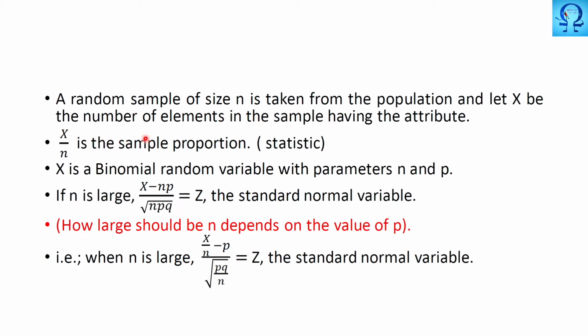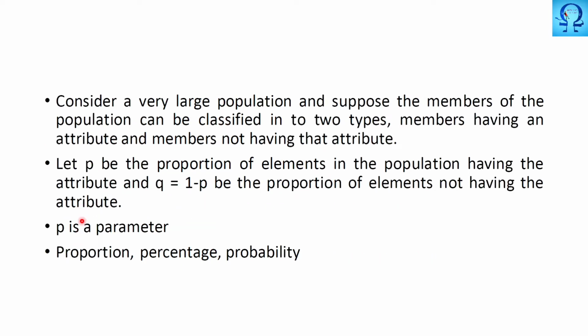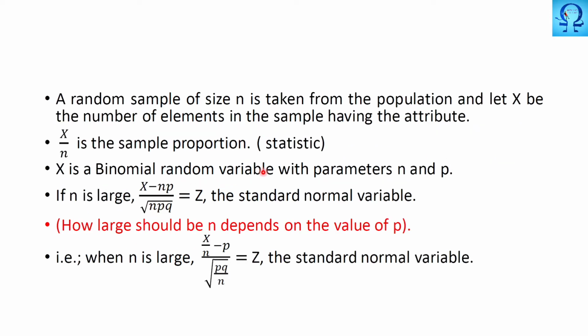Here P is the parameter upon which we do the testing, so we must have some statistic, that is x upon n, the sample proportion. If we notice, x is a binomial random variable with parameters n and p, and when n is large, of course we convert it into the standard normal variate using this. Here we should be very careful how large n should be if we need to convert it to a standard normal variable.